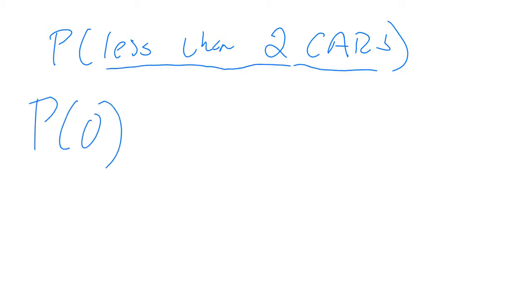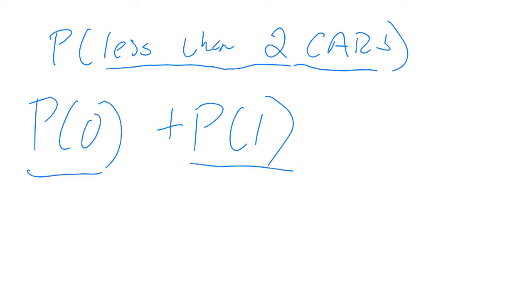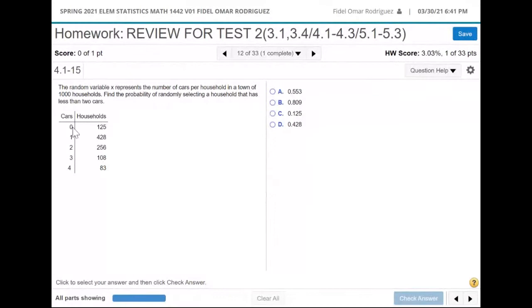If I think about the term less than 2 cars, what that means is we're either going to have no cars or we're going to have 1 car. So the probability of having no cars plus the probability of having 1 car. When I come back to my problem, here is 0 cars, here is 1 car.